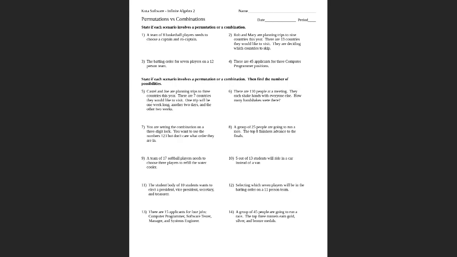All right. So for the first one, for the basketball players, they want to choose a captain and a co-captain. Here order would matter. The first person you choose would be the captain, and the next person you choose would be co-captain. So there is some order there. Because there's order, this would be a permutation.